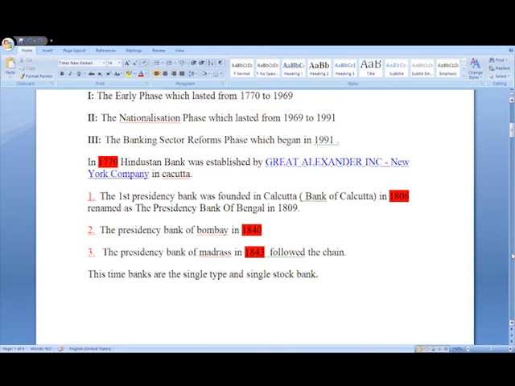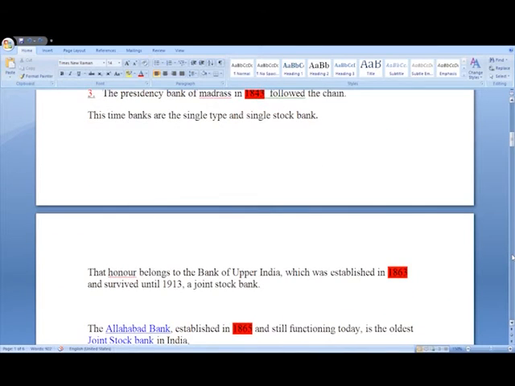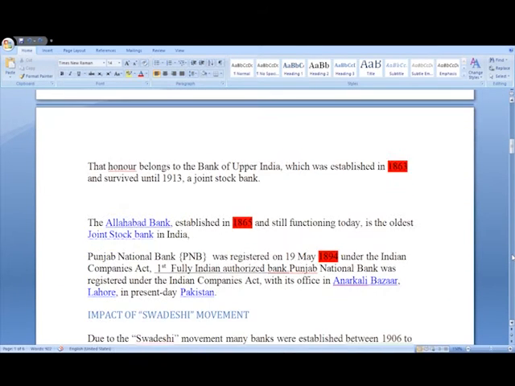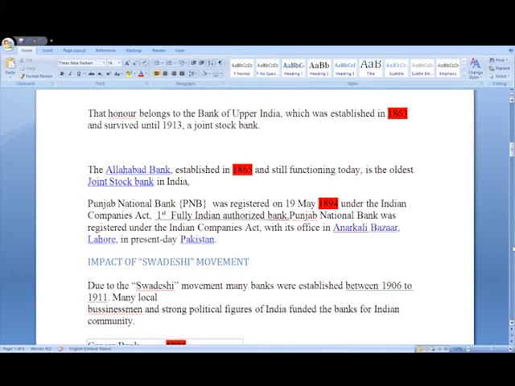The Bank of Calcutta was founded in 1806 and renamed the Presidency Bank of Bengal in 1809. The Presidency Bank of Bombay followed in 1840, and the Presidency Bank of Madras in 1843. At this time these banks were single-type, single-stock banks. The honor of first joint stock bank belongs to the Bank of Upper India, which was established in 1863 and survived until 1913. The Allahabad Bank, established in 1865 and still functioning today, is the oldest joint stock bank in India.